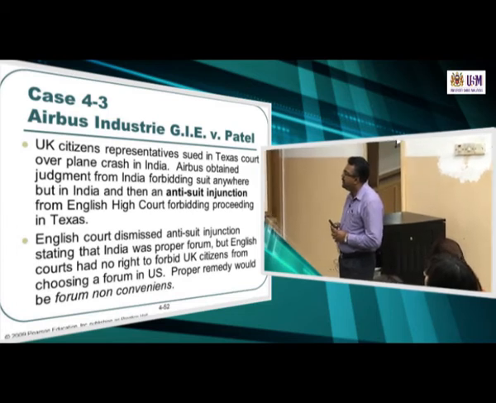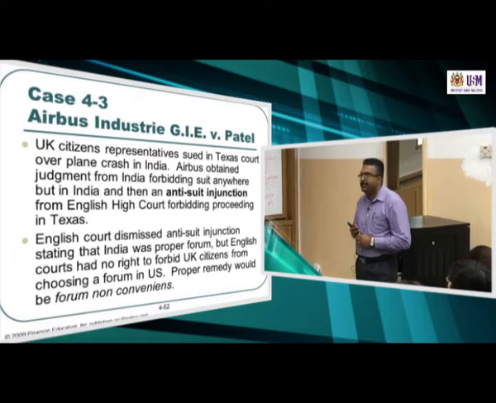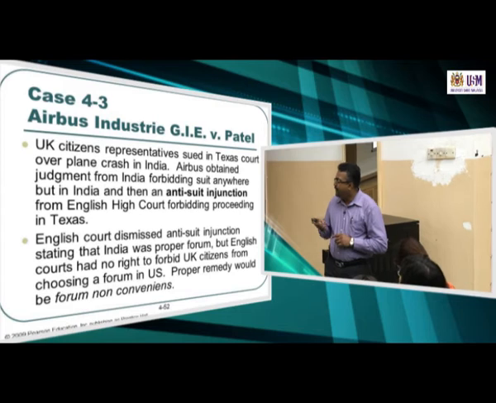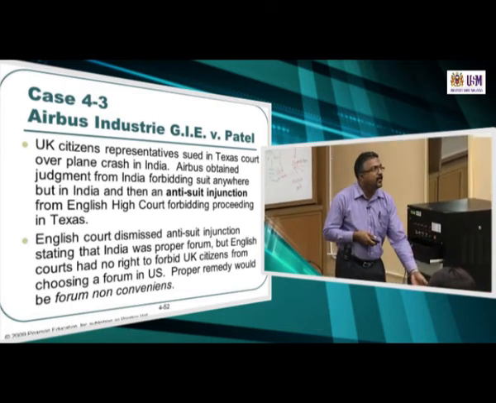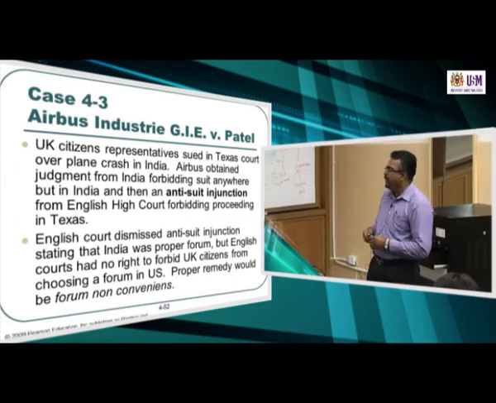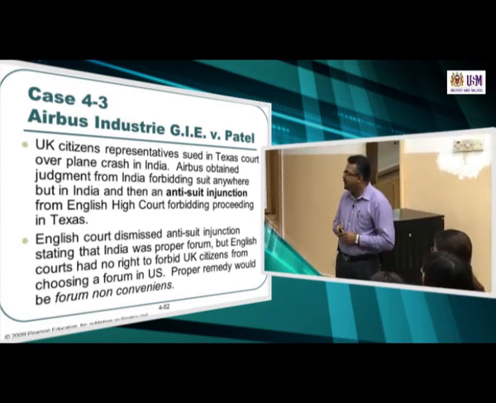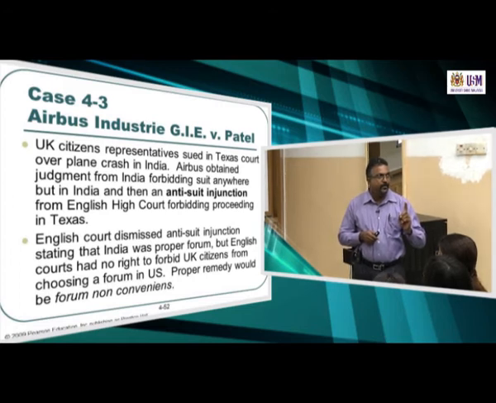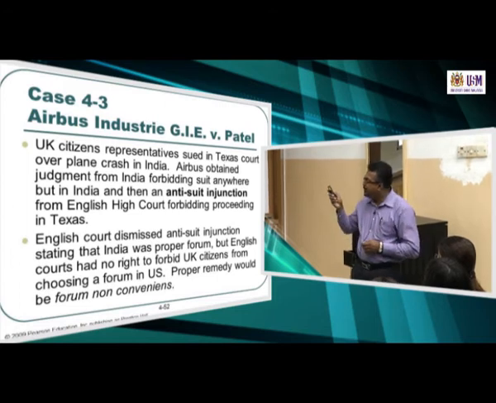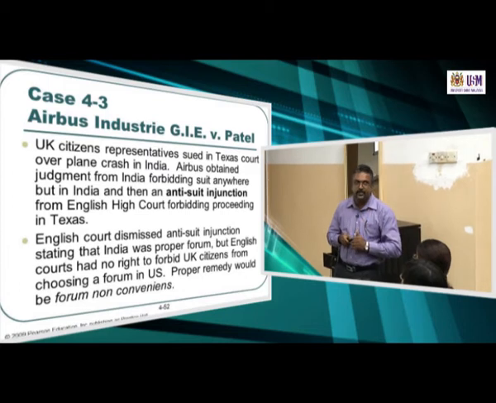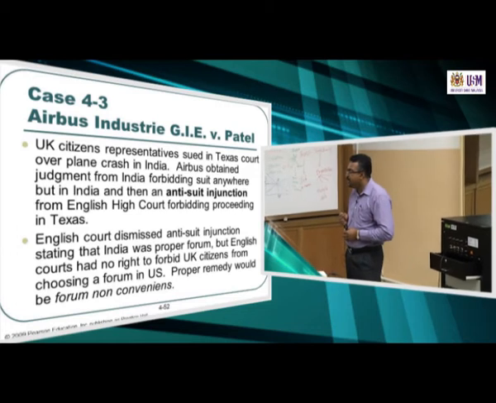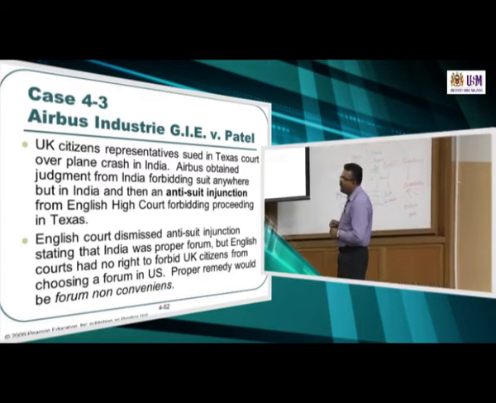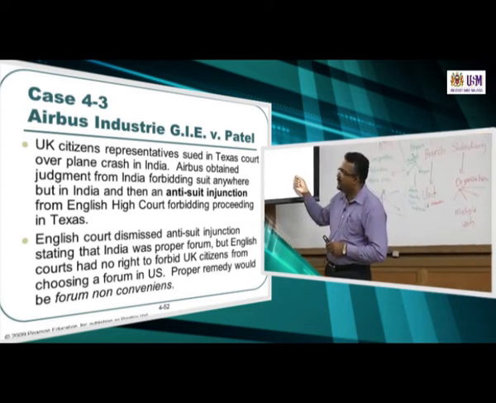So the UK citizen representatives sued in a Texas court over the plane crash in India. So UK citizens sued this Airbus, not in India, but in Texas. But Airbus said, let's do it in India because the plane crashed in India, which makes sense also, right? But the English court said no. Maybe we should do it in the UK, and we cannot apply any injunctions. Injunction means we stop proceedings. Let's do it in Texas, we cannot stop anymore. So the English court dismissed the anti-suit injunction, stating that India was the proper forum. But the English court had no right to forbid UK citizens from choosing a forum in the US. So the proper remedy would be forum non conveniens.